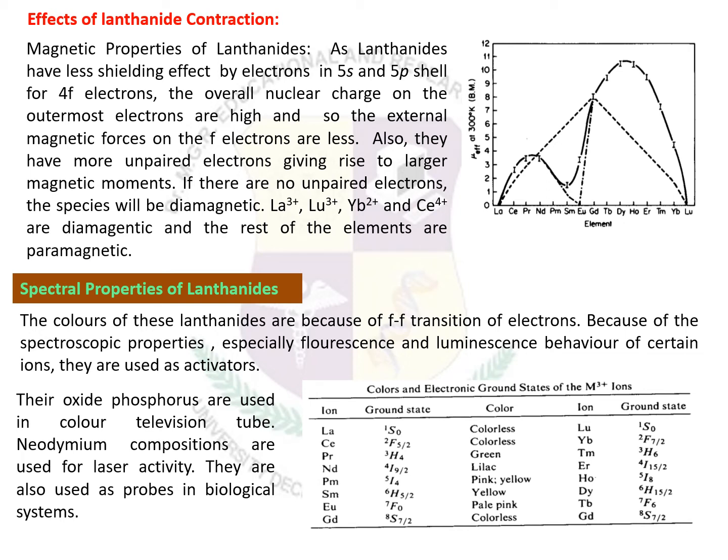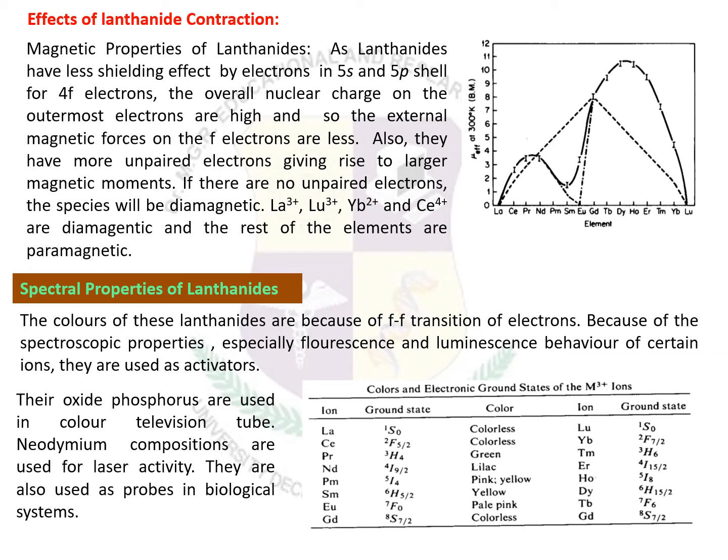That is, the effective nuclear charge on the outermost electrons is high because the electrons in the inner 5s and 5p shells have very little screening or shielding effect. And so the external magnetic forces on the f electrons are less. The external magnetic force is very less on these electrons because the effective nuclear charge of the atom is more on the 4f electrons. So the 4f electrons will experience lesser magnetic forces from the external side.